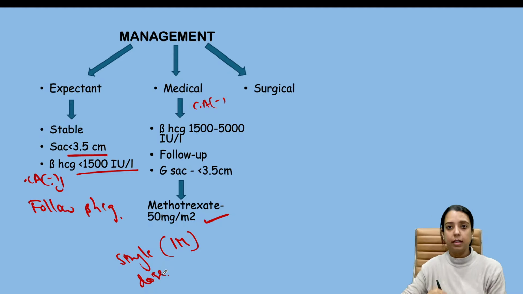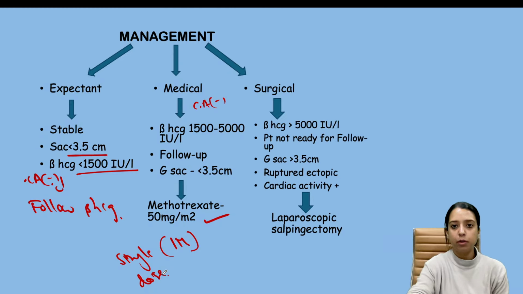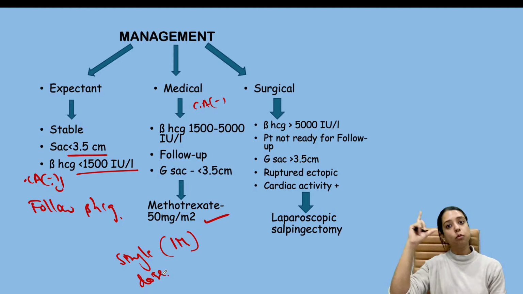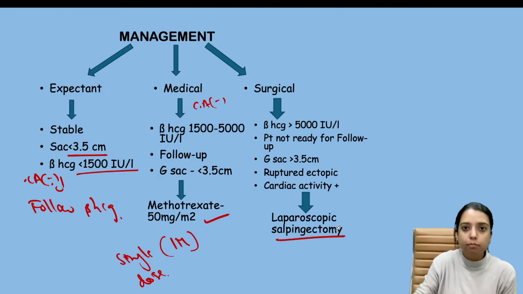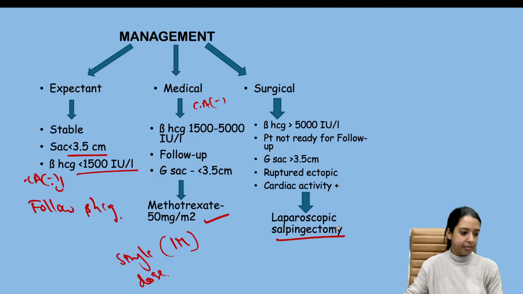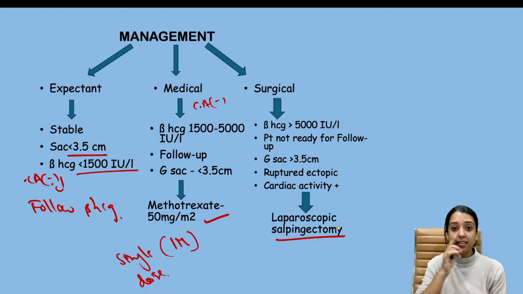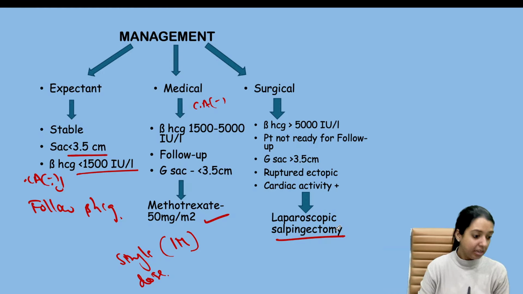Surgical. If the sac is big, more than 3.5, beta HCG is more than 5000, cardiac activity is present, patient is not stable, surgical. And the treatment is laparoscopic salpingectomy. You remove the tube. ठीक है? You remove the tube. No, sac size is 3.5. Okay, 4, 3.5 very close by, but yes, the exact size is 3.5. ठीक है? Yes.